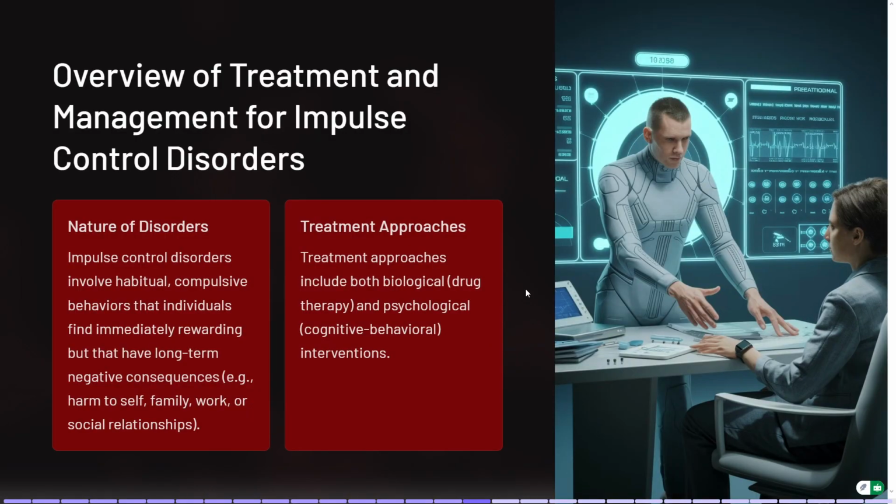Now, what about the treatment? Nature of disorder: impulse control disorder involves habitual compulsive behavior that the individual finds immediately rewarding, but it has long-term negative consequences, e.g., harm to self, family, etc. The treatment approach includes both biological, which is drugs, and psychological, which is CBT, cognitive behavior therapy.